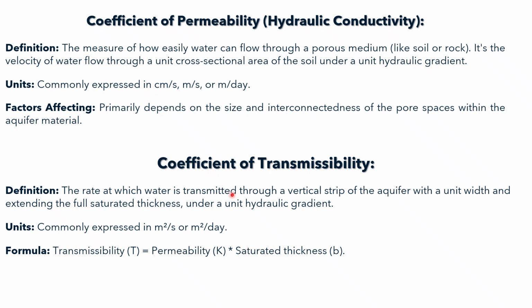The next one is the coefficient of transmissivity. Transmissivity generally tells us how much water can move horizontally through the full thickness of an aquifer. So T is equal to K times B. Previously we already saw that formula, where K is the permeability and B is the saturated thickness, or we can call it the aquifer thickness also. High transmissivity means the aquifer can supply more water to wells.